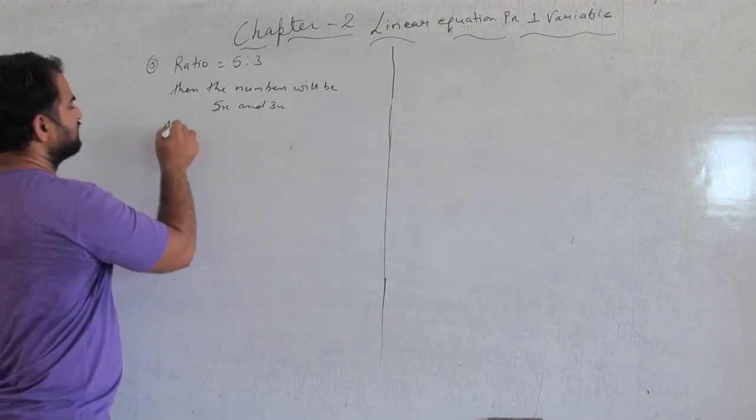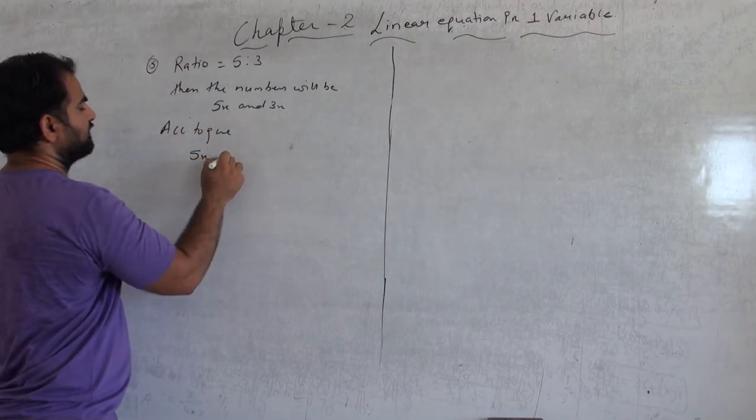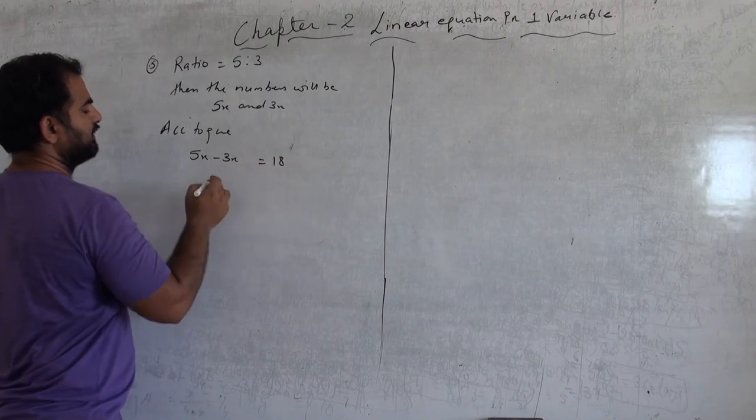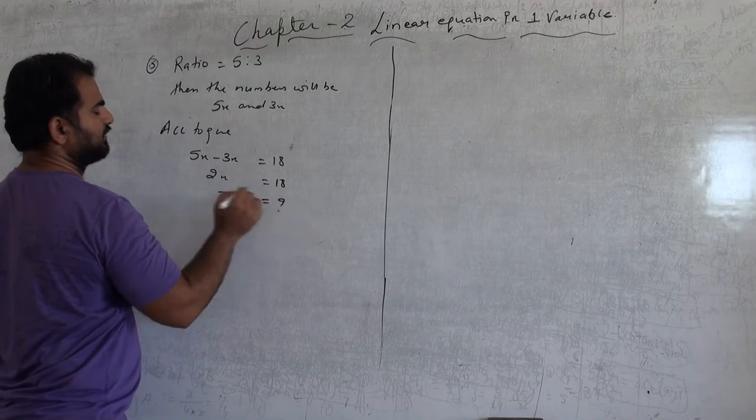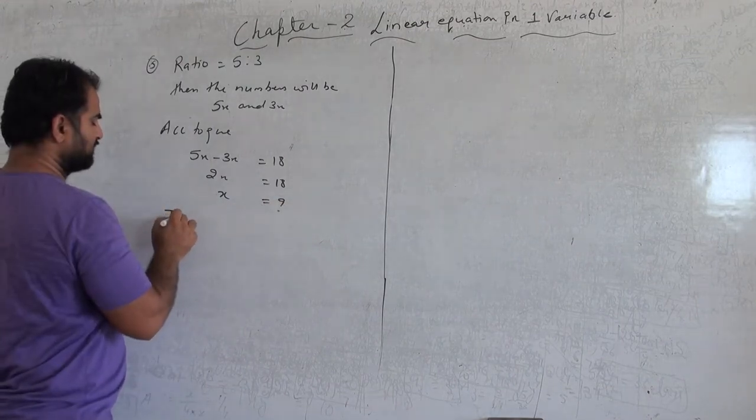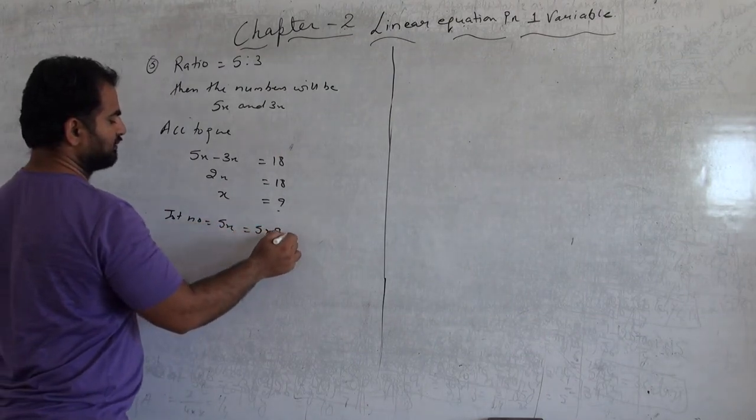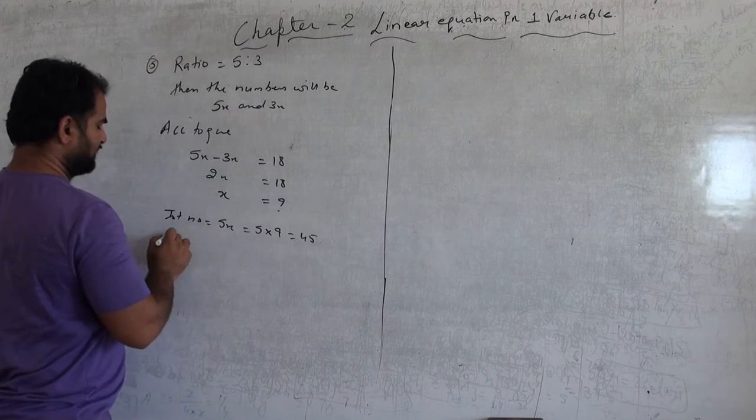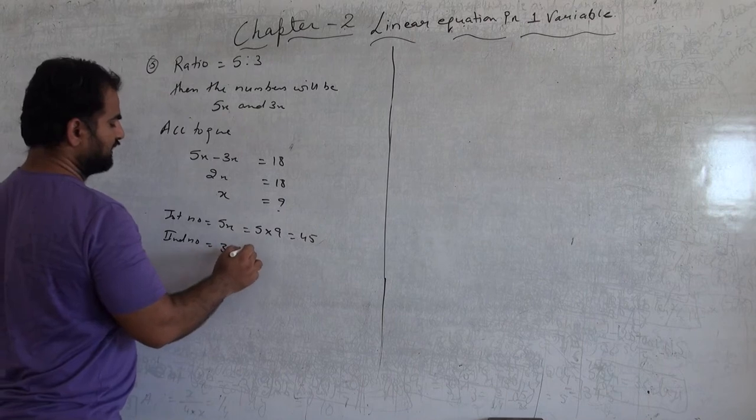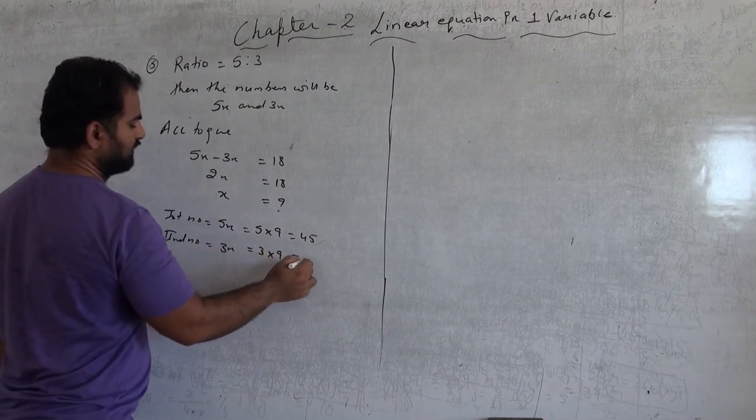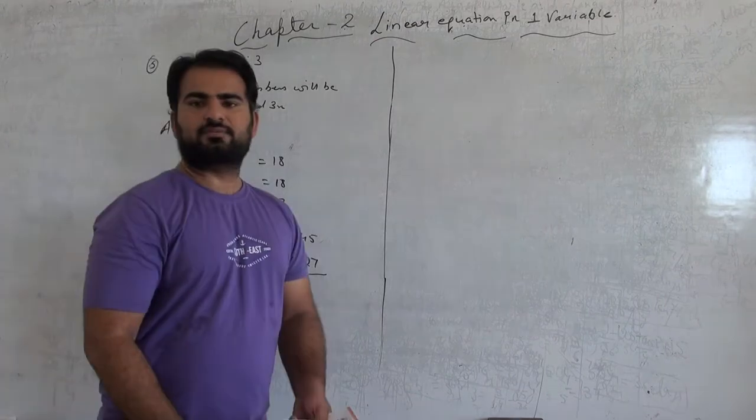So according to the question, 5x minus 3x equals 18. So 2x equals 18. x will be 9. So first number equals 5x equals 5 into 9 equals 45, and second number equals 3x equals 3 into 9 equals 27. This is our final answer.